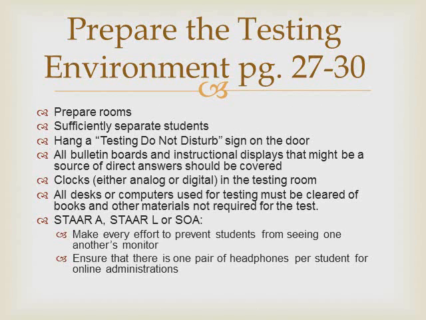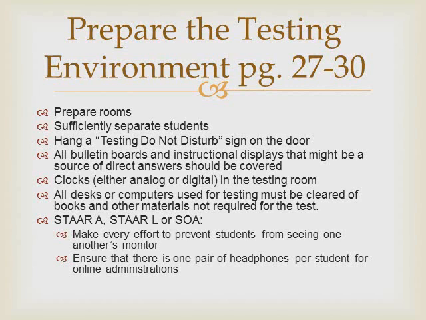In order to prepare your testing environment, you can review pages 27 through 30 in your TA manual, but you need to make sure that the students are sufficiently separated. Hang a testing do not disturb sign on your door. All bulletin boards and instructional displays that might be a source of direct answers should be covered. Clocks need to be in the testing room. They may be analog or digital.